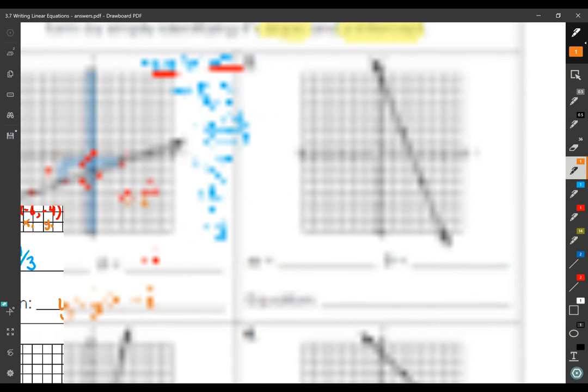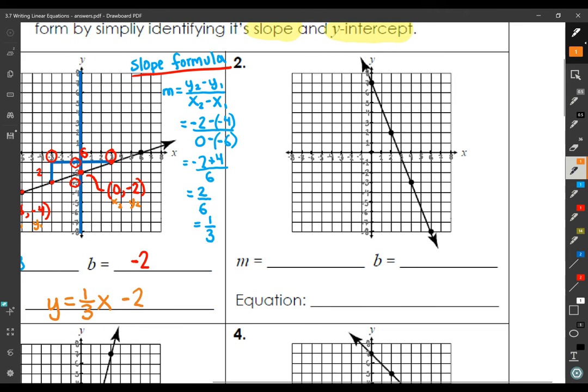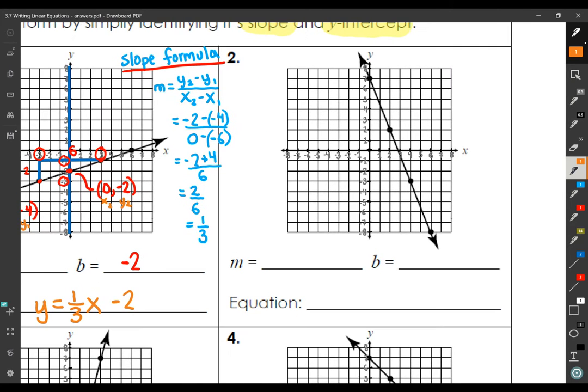Okay. So again, we only have to find 2 things to find the equation of the line: slope and the y-intercept. So I'm going to find the intercept first, right? Because it's really easy for me to do.